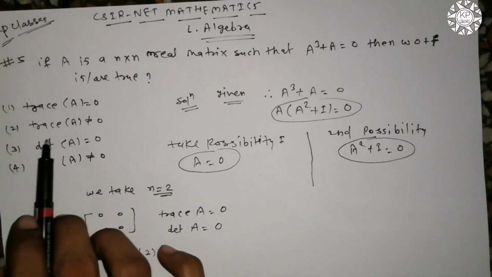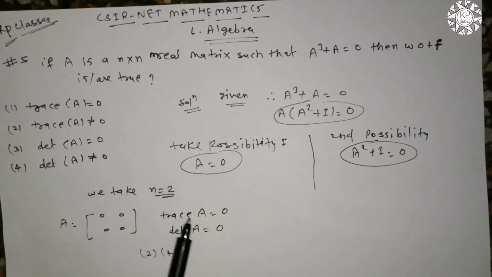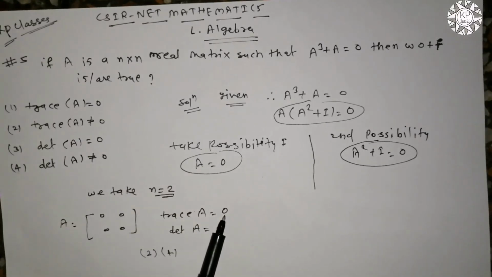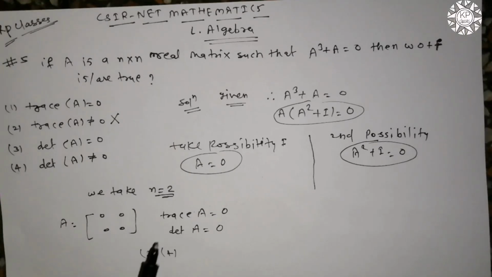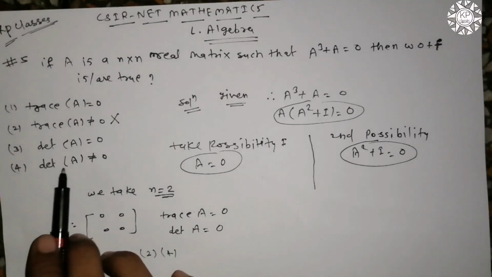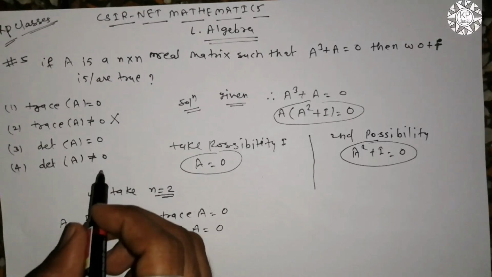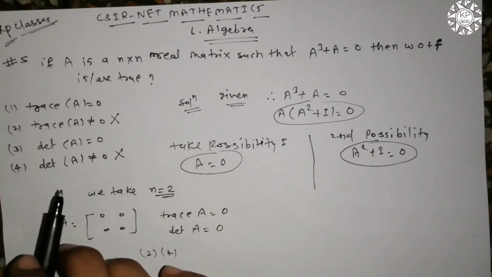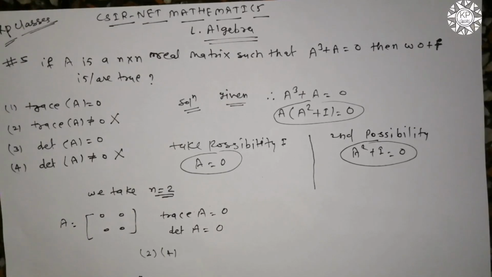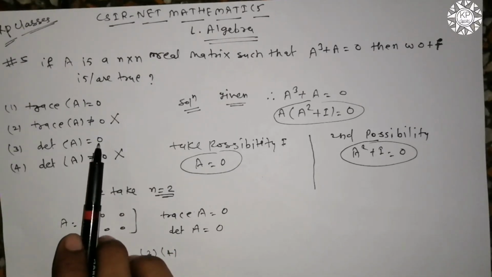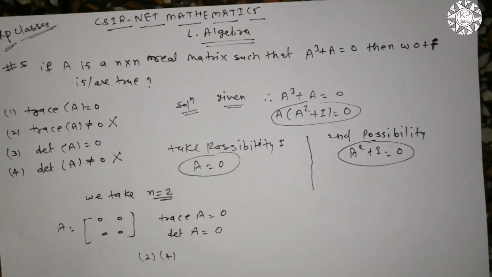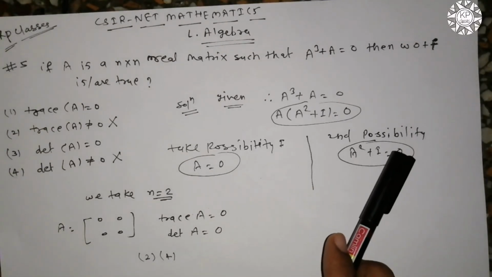In option second, trace of A not equal to 0, but here trace of A equals 0, so option second is discarded. Determinant of A equals 0, but in option fourth, determinant of A not equal to 0, so option fourth is also discarded. Okay, remaining options first and third, so we take possibility second.